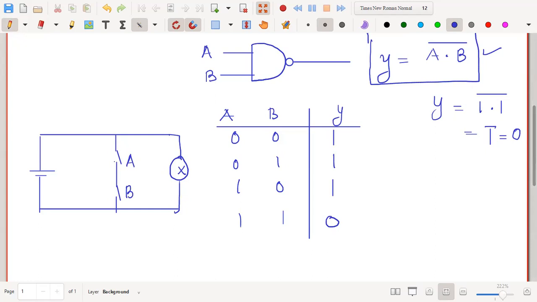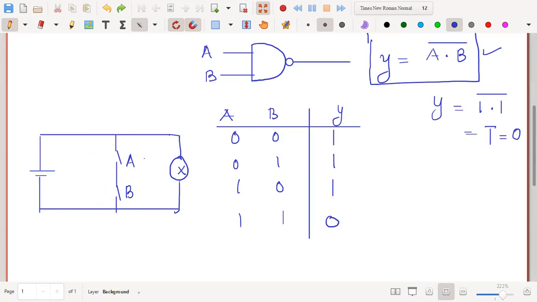So when both this A and B are closed, then you will get a 0 output, isn't it? Because when both these are closed, current will flow like this, from this path, and hence you will get nothing at the output. That means the bulb will not glow. Now when any one of these is open, current cannot flow through this path, and hence current will flow through this and the bulb will glow. That means when any one or both are 0, the bulb will glow. So this is a very simple switching circuit for NAND gate.